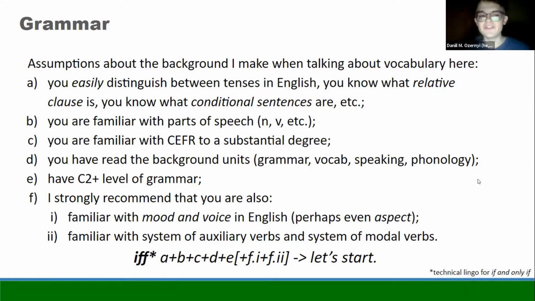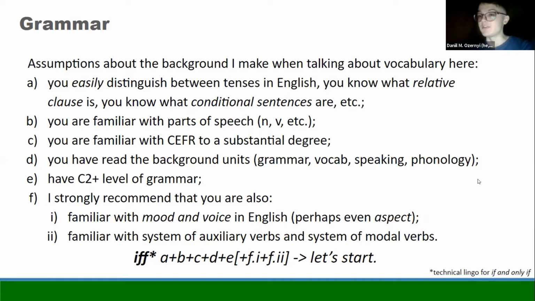You need to have C2 plus level of grammar. That is true because in order to evaluate a student, you need to be able to recognize the structures they are using. So I highly recommend that you have that level of grammar. And C2 inclusive. C2 plus is not exclusive to C2 plus. C2 inclusive. And I strongly recommend that you also are familiar with mood and voice in English, perhaps even aspect, and familiar with the system of auxiliary verbs and the system of modal verbs in English.